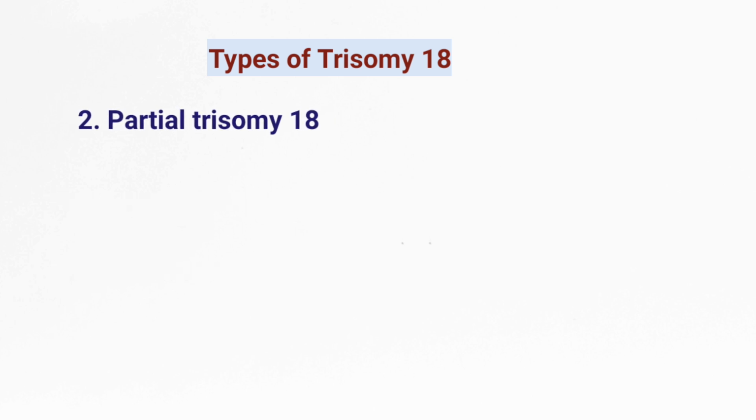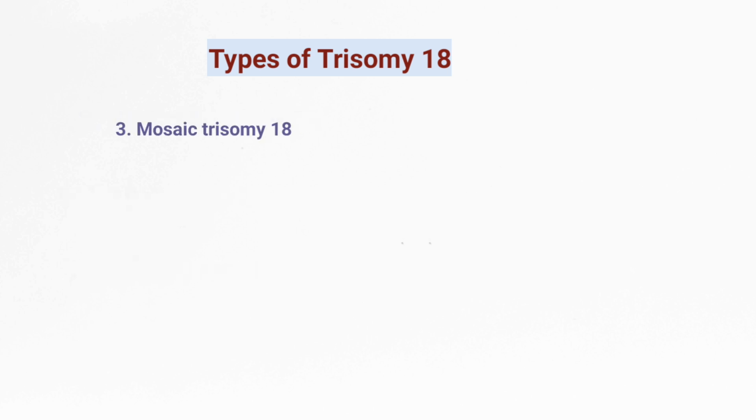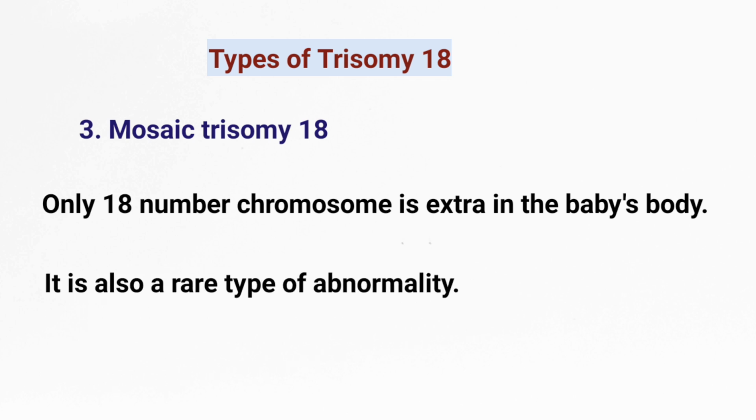Partial trisomy 18: the baby has only one part of the extra chromosome. It is a very rare type. Mosaic trisomy 18: only some cells in the baby's body have the extra chromosome 18. It is also a rare type of abnormality.